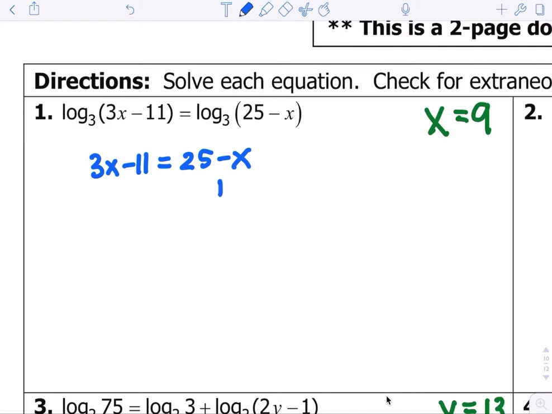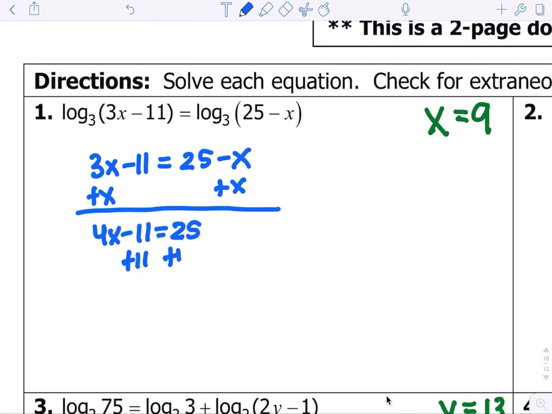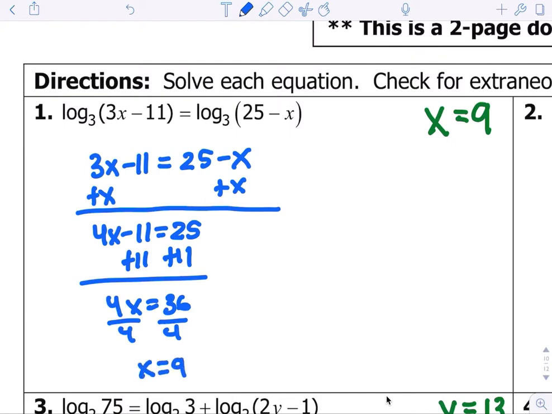Now let's get variables on one side and let's get constants on the other. Divide both sides by 4, x is equal to 9. And if we plug 9 into here and into here, we are going to get positive 16 for both. So this is going to be your guys' answer.